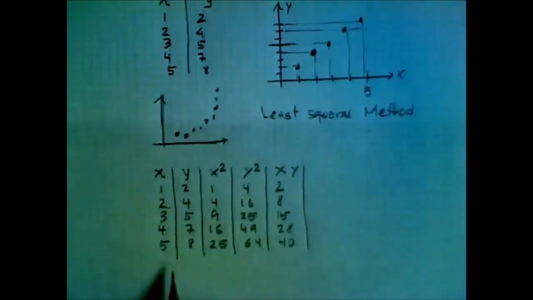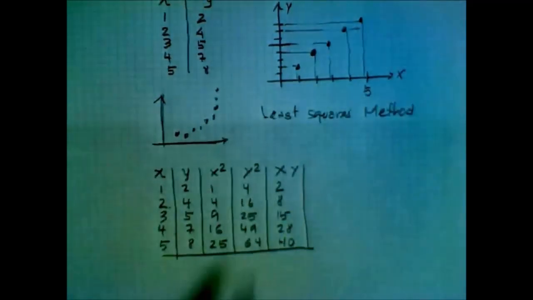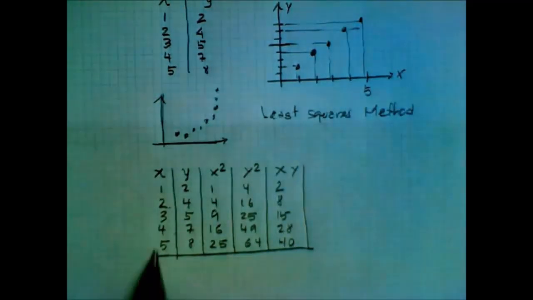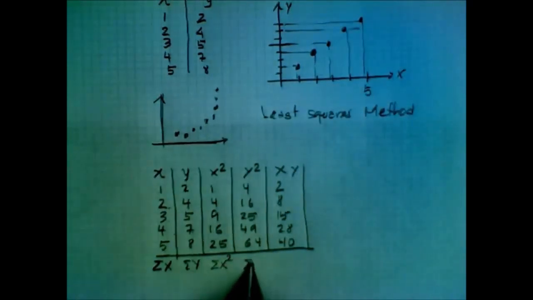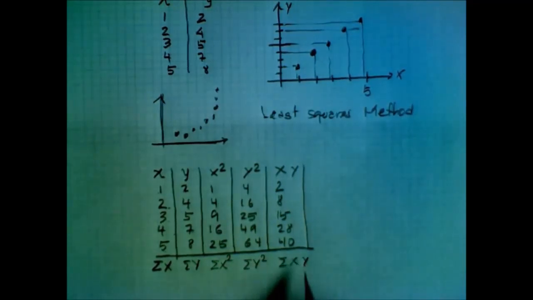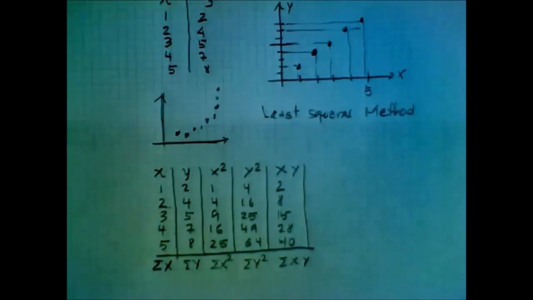And now we would like to have the totals. So the total under this column is going to be the sum of x. This is going to be the sum of y, sum of x squared, sum of y squared, and sum of xy. Okay, so the only thing we have to do is add all of them up.